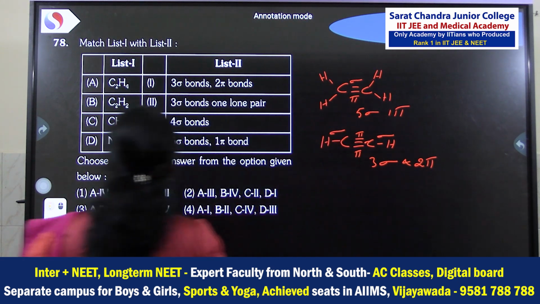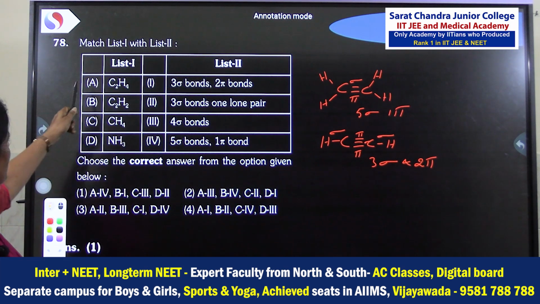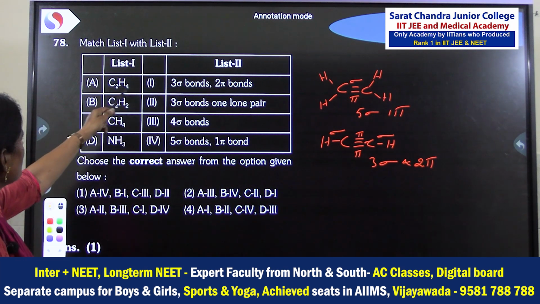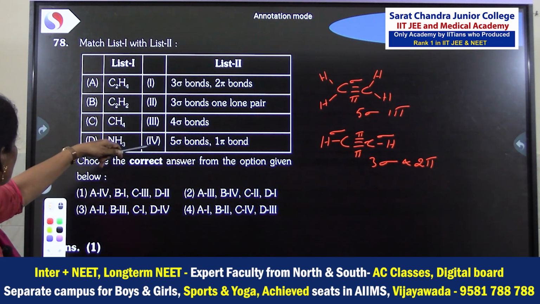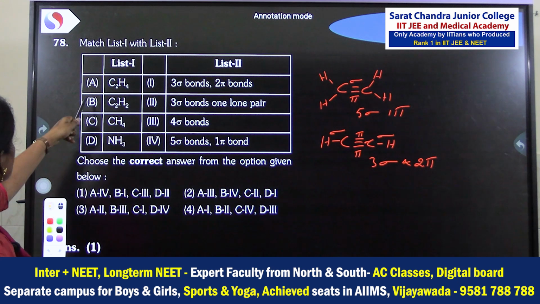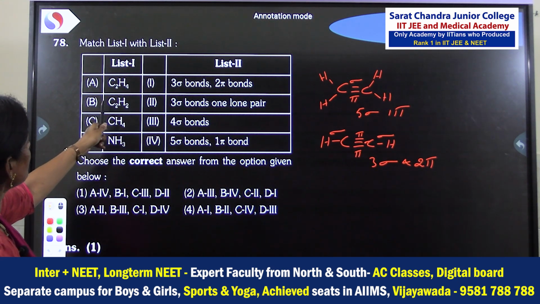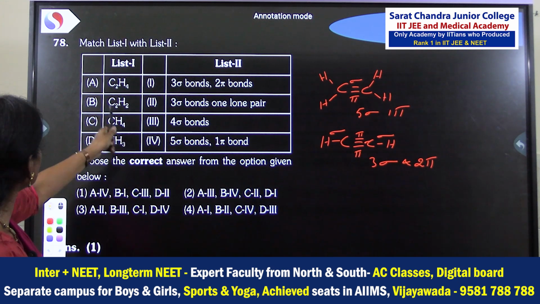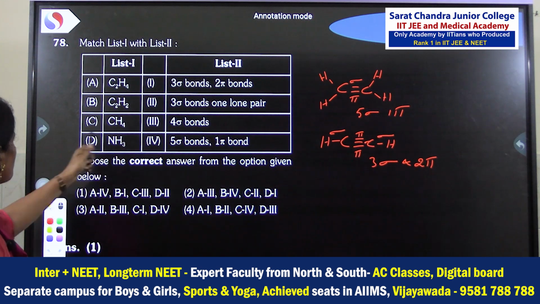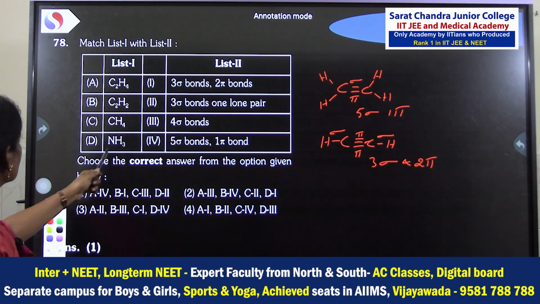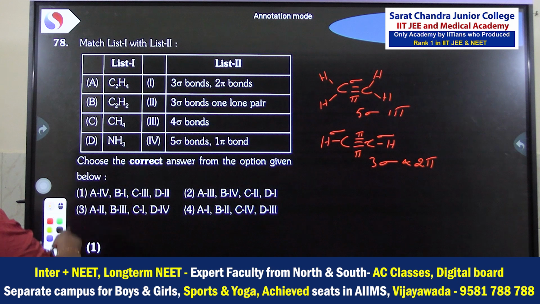So the correct option is, A, C2H4. How many sigma bonds? 5 sigma and 1 pi bond. So A is 4. Next B, 3 sigma and 2 pi bonds. So B is 1, correct. C, CH4, 4 sigma bonds. C is 3. D, NH3, 3 sigma bonds, 1 lone pair. So D is 2. So the correct option is the first one.